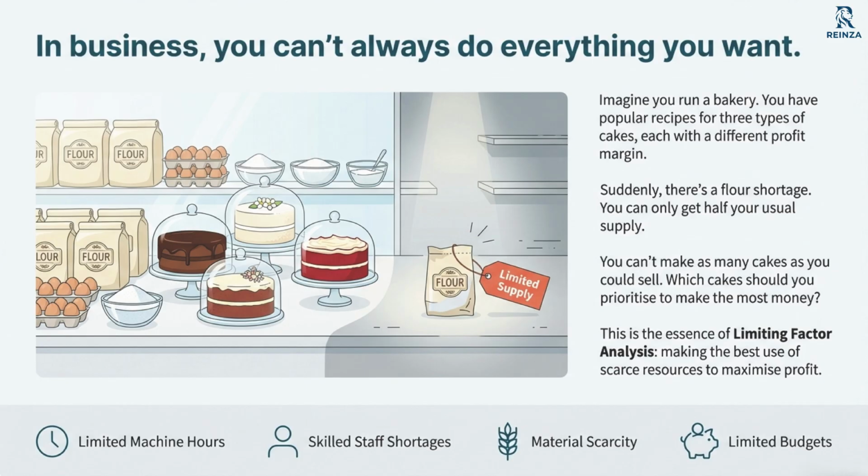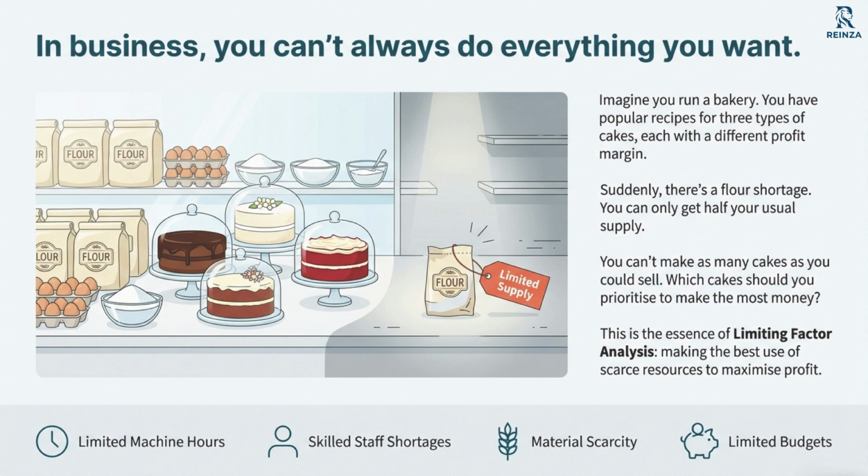Now, imagine there is a flour shortage this week. You can only get half your usual supply. Suddenly, you cannot make as many cakes as you could sell. You have customers waiting, but not enough flour to satisfy everyone. Which cakes should you prioritize to make the most money?